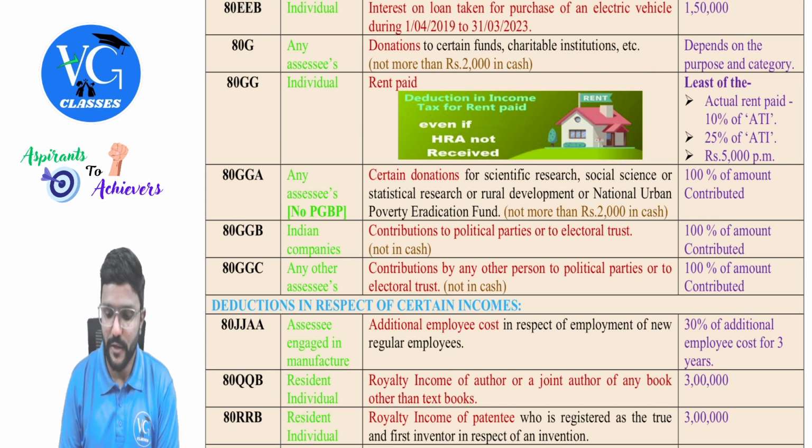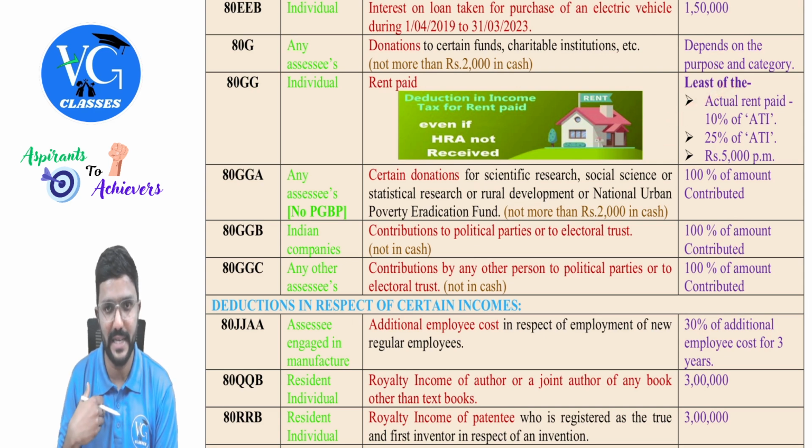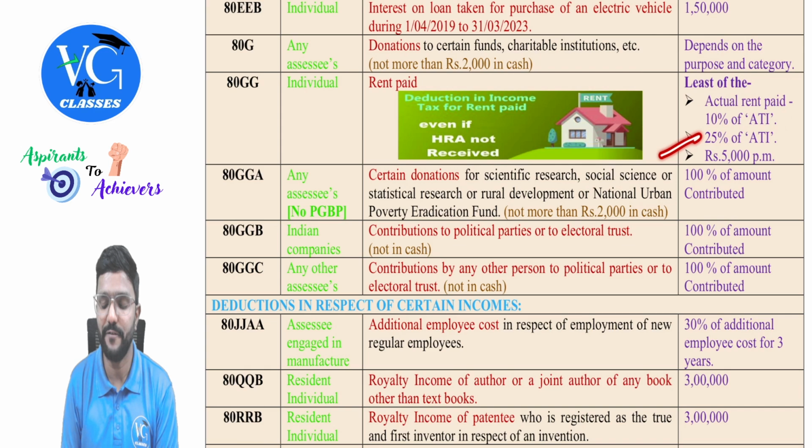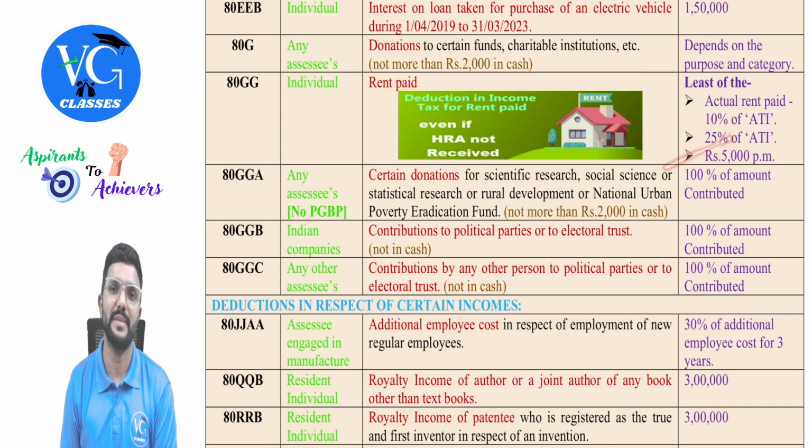So the least of the following is allowed as an exemption. What is it? Actual rent paid by an assessee minus 10% of adjusted total income. Or 25% of adjusted total income. The last one is 5,000 per month. 5,000 per month means maximum for a year, what is the deduction allowed here is 5,000 into 12, 60,000.